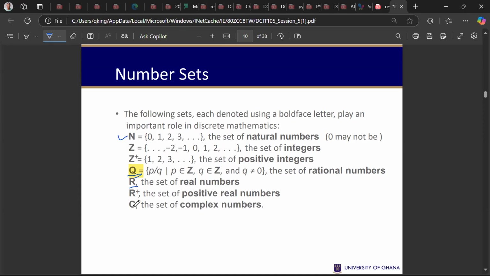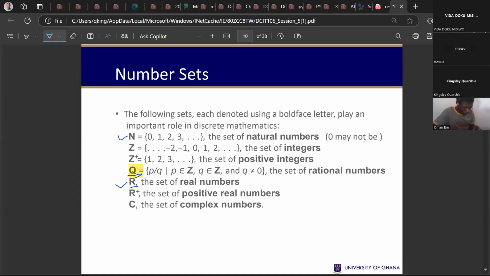The next one has to do with real numbers. The set of real numbers encompasses all rational and irrational numbers. Any number that can be plotted on a number line is a real number.